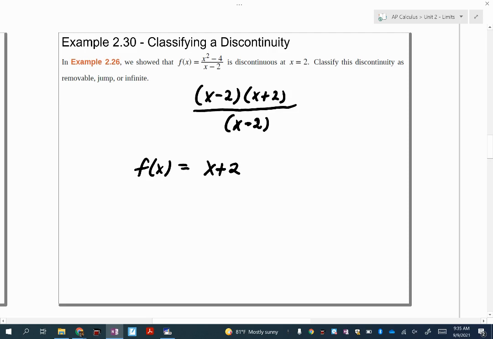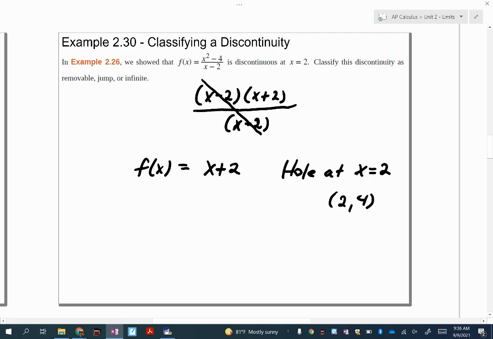So if you graph this line, that's all well and good. But because you crossed out this common factor, you have to have a hole at x equals positive 2. And if you plug in that 2 into the function that's left, the x plus 2, your hole is going to be at (2, 4).